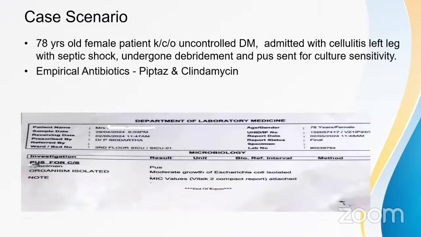So I'm going to start with a case scenario here. It's a 78-year-old female patient, known case of uncontrolled diabetes, admitted with cellulitis left leg with septic shock. She has undergone debridement and the pus was sent for culture sensitivity. The empirical antibiotics started were piperacillin-tazobactam and clindamycin. The AST report shows moderate growth of E. coli, which came on day 3 of starting empirical antibiotics.